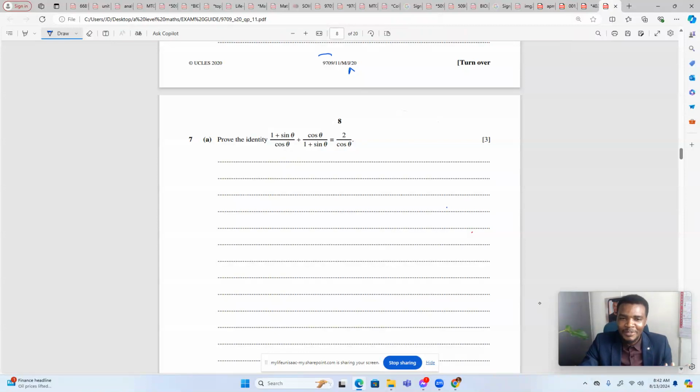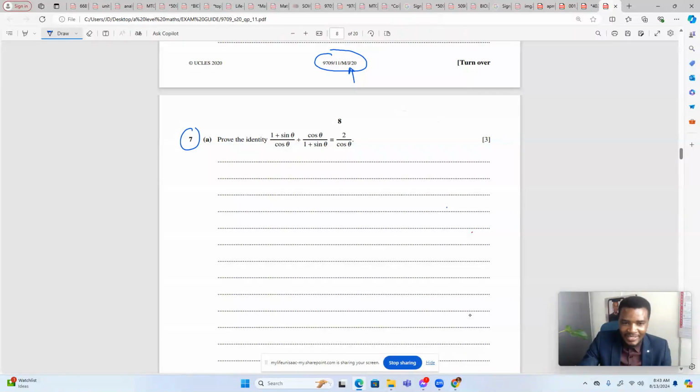So today we are going to proceed from where we left last time. We are still busy revising this question paper that was written last year in May, June 2020. We were at question number 7, which reads: prove the identity (1 plus sine theta) over cosine theta plus cosine theta over (1 plus sine theta) is identically equal to 2 over cosine theta. How are we going to prove this identity?